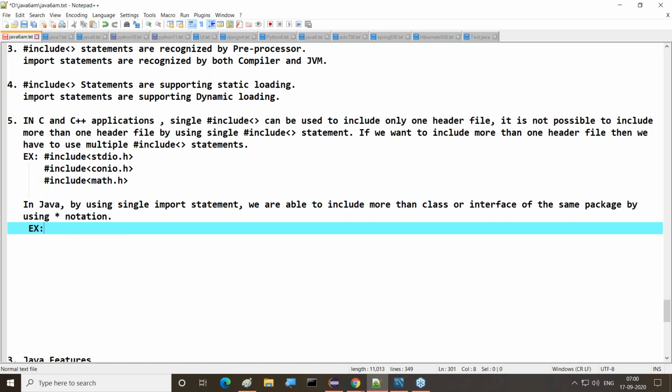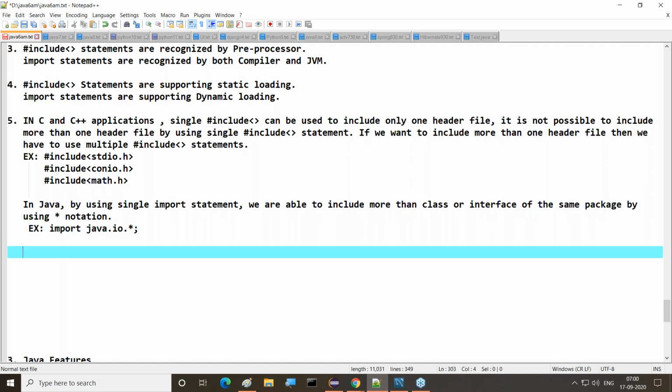If you observe this clearly, import java.util.star. What's the meaning of it? Import java.util.star. In essence, star represents more than one class or interface of the java.util package that we included. That's it, guys. Now this is the total awareness we can understand about this.